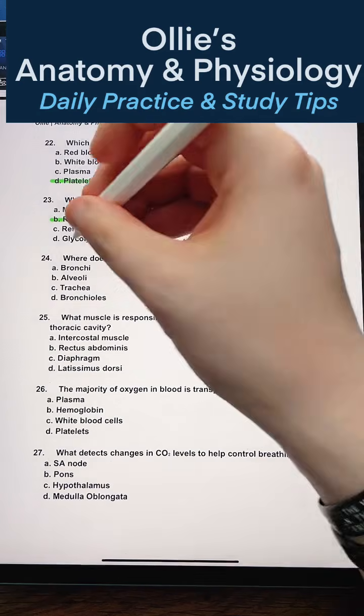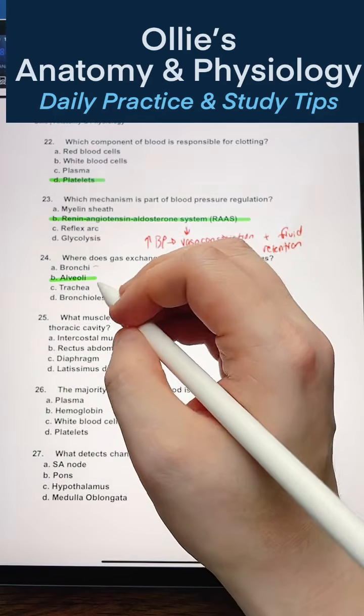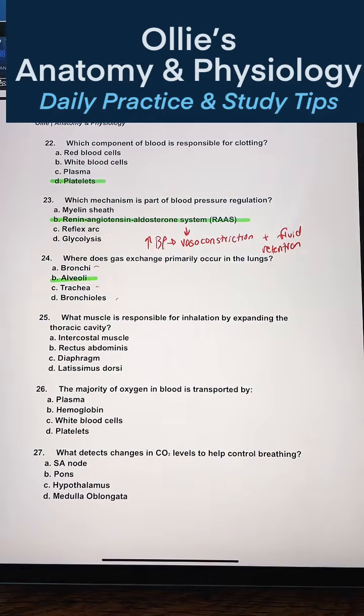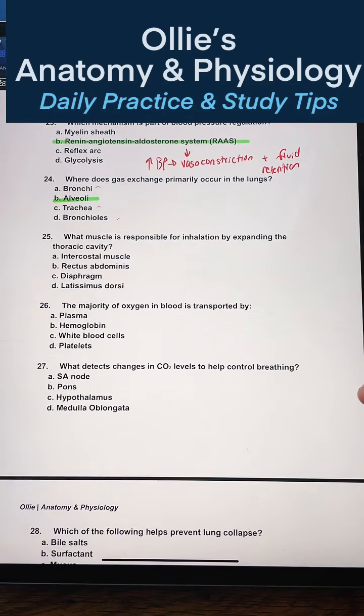Number 24, the answer is B. It is the alveoli. The alveoli are tiny air sacs where your oxygen and carbon dioxide get exchanged with the capillaries. The rest of the answer choices here, the bronchi, the trachea, and the bronchioles, are all part of the passageway. Number 25, what muscle is responsible for inhalation by expanding the thoracic cavity?